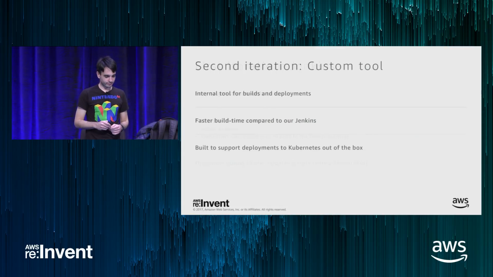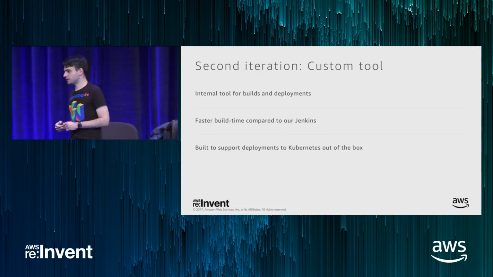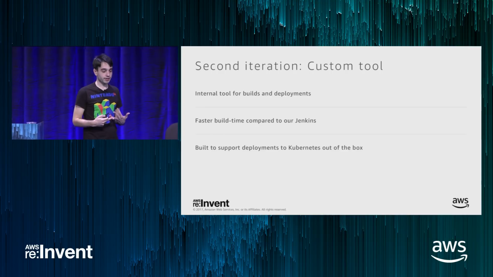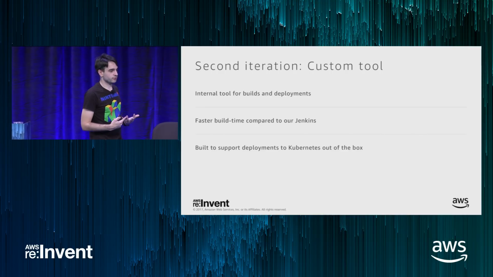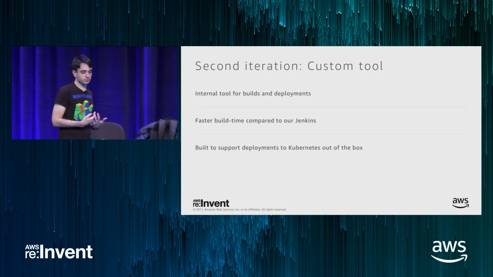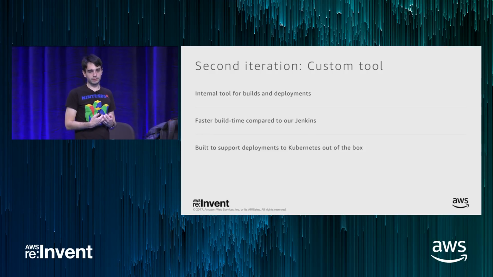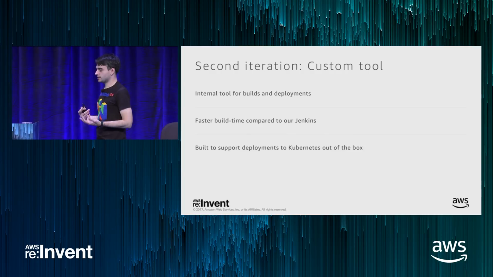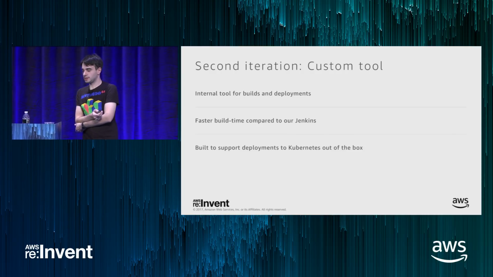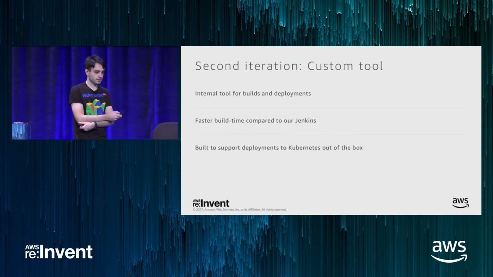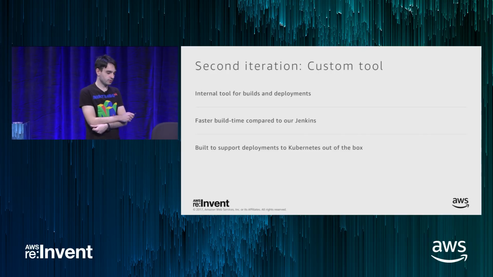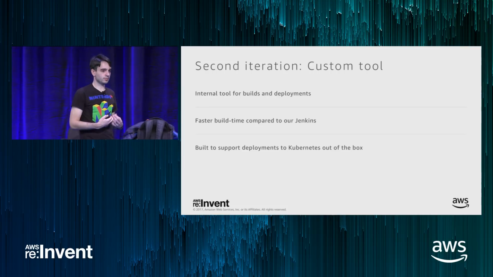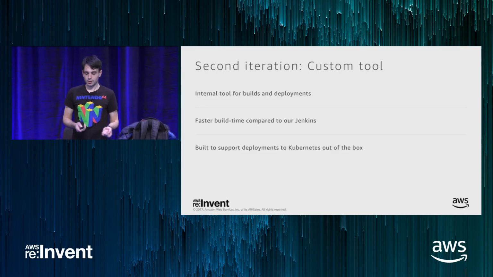So as a second iteration, we started trying a bunch of other tools. We tried GoCD and Spinnaker, and this was more than a year ago, and those tools were just not ready for us. So what we did is essentially start building our own solution for building and deploying. This allowed us to have a much faster build time compared to our previous setup, in which we had this master-slave approach with Jenkins. And we built the idea of deployment to Kubernetes out of the box into it.